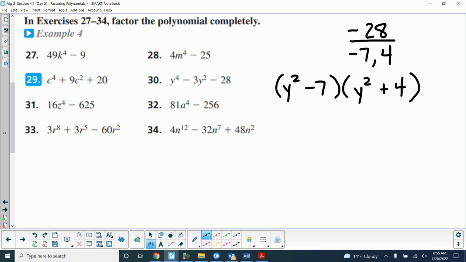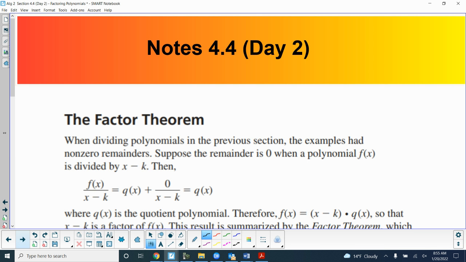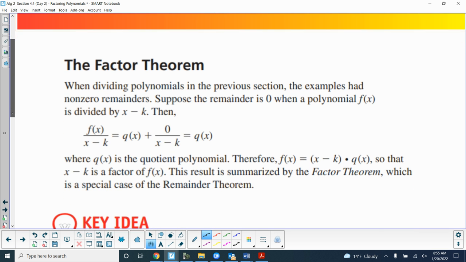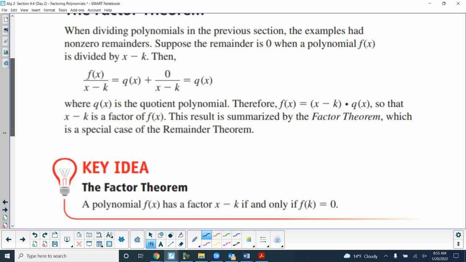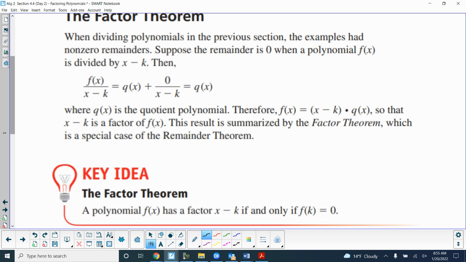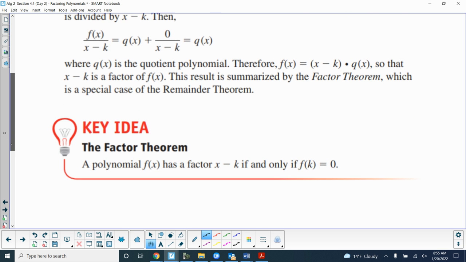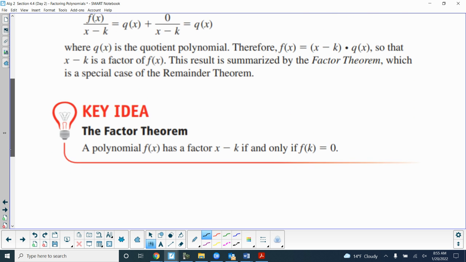Okay. Today, I'm going to go back, look at this factor theorem, and go back to some synthetic division. Okay? All right, so it says all this stuff, okay? But all you got to really understand is this.